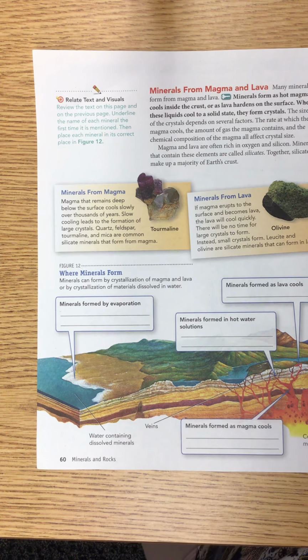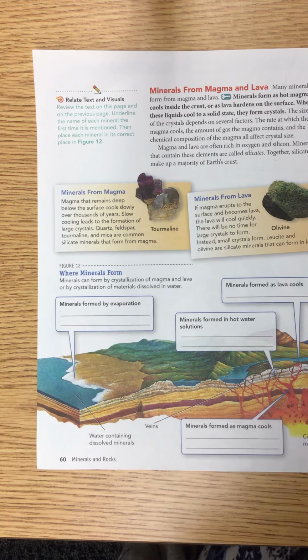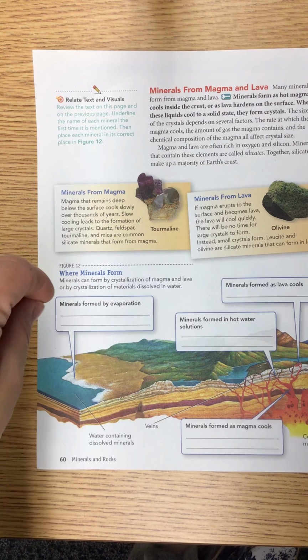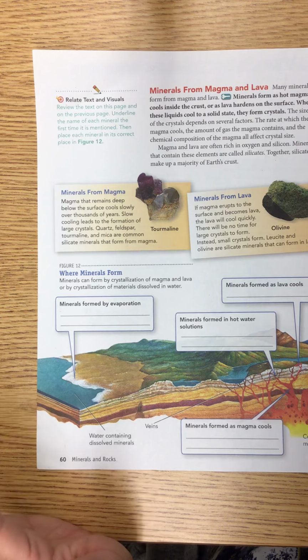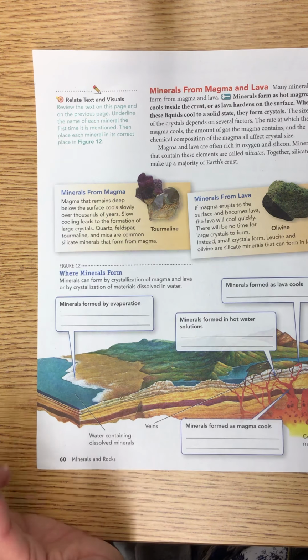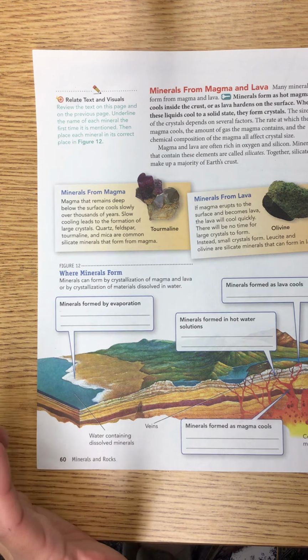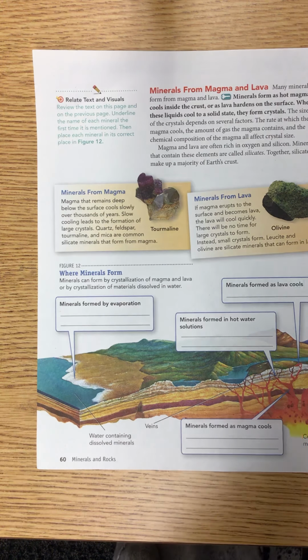Magma and lava are often rich in oxygen and silicon. Minerals that contain these elements are called silicates. Together, silicates make up a majority of Earth's crust. Minerals from magma, oh my gosh, that is so cool. There's all kinds of different ones. Magma that remains deep below the surface cools slowly over thousands of years. Slow cooling leads to the formation of large crystals. Quartz, feldspar, tourmaline, and mica are common silicate minerals that form from magma.